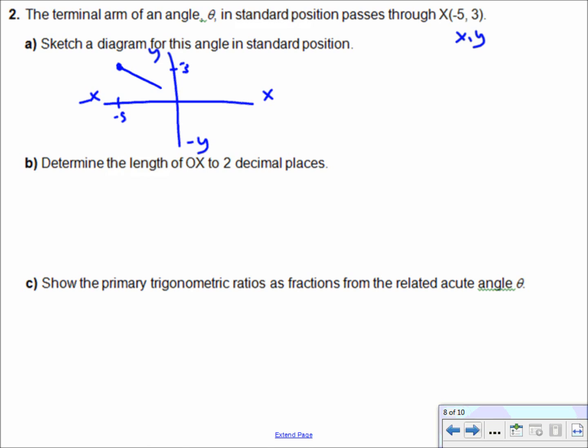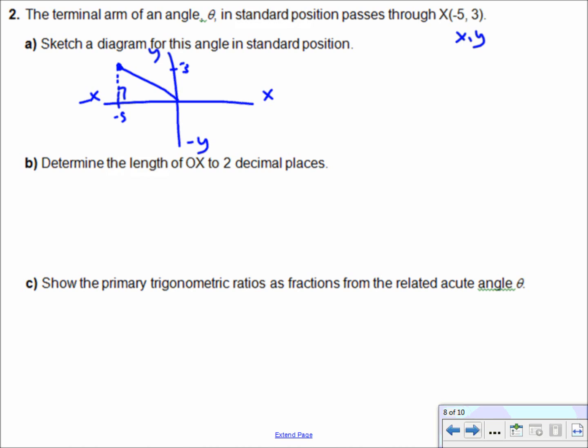So I draw my terminal arm. From my terminal arm, I draw to create my right angle triangle. I know my x is -5. I know my y is +3. Do I know r? No. Can I calculate r? Yes.